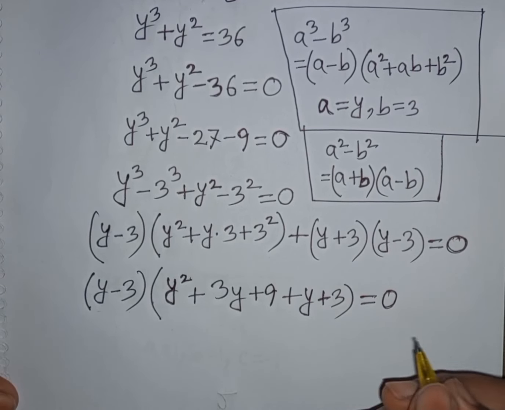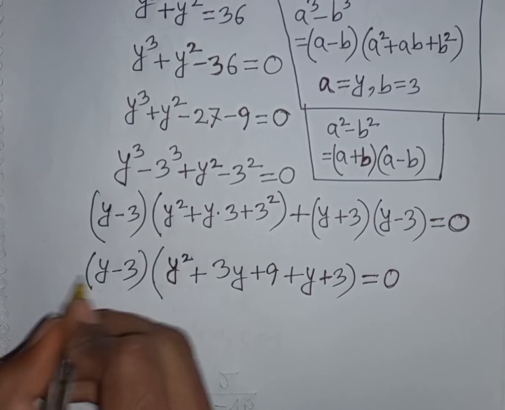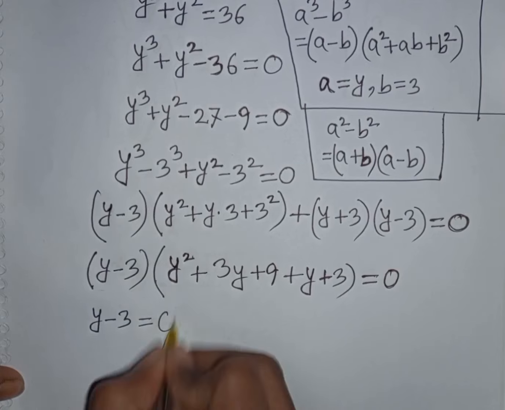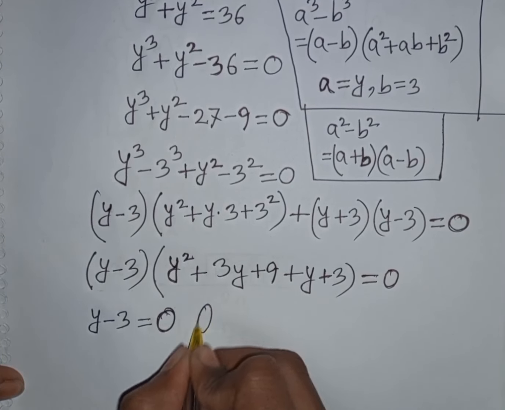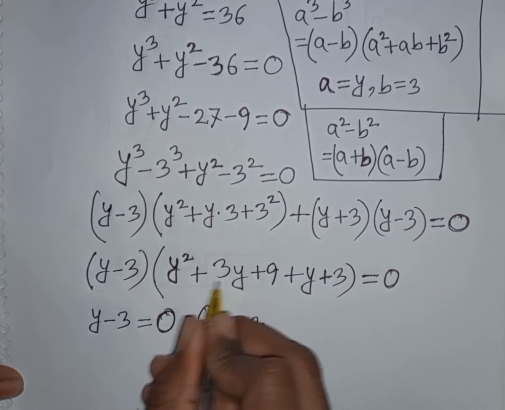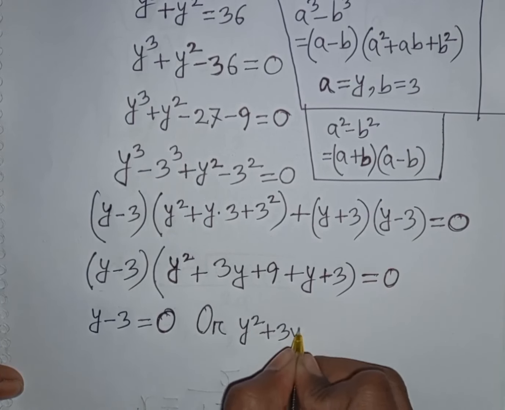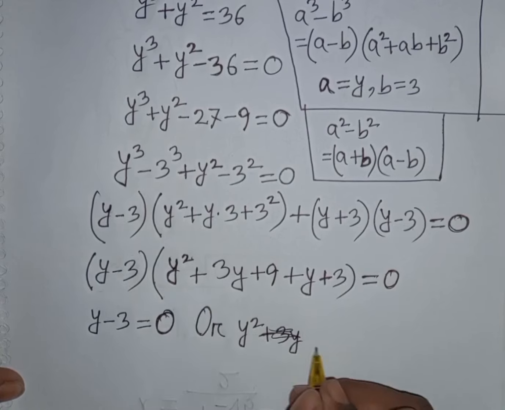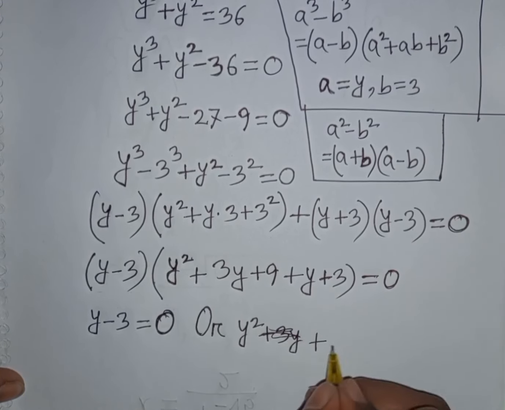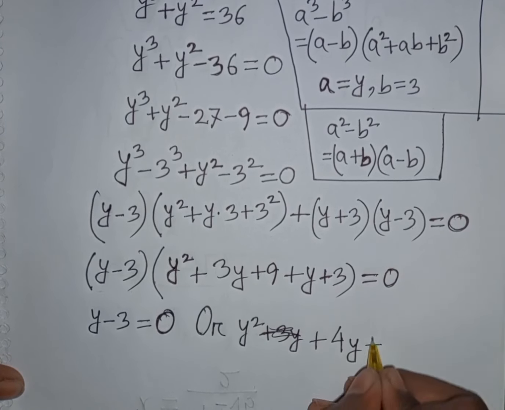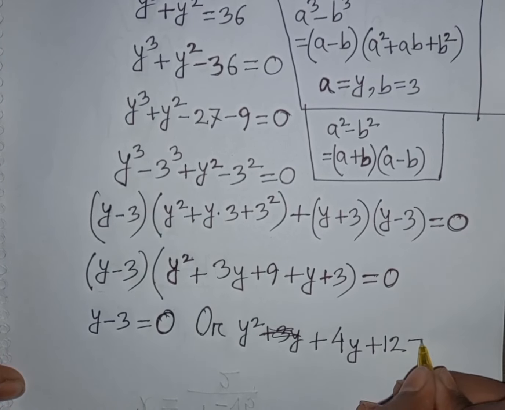Now I can write here y minus 3 is equal to 0, or y square plus 3y plus y, that means it will be plus 4y, then plus 9 plus 3, that means it will be plus 12, is equal to 0.